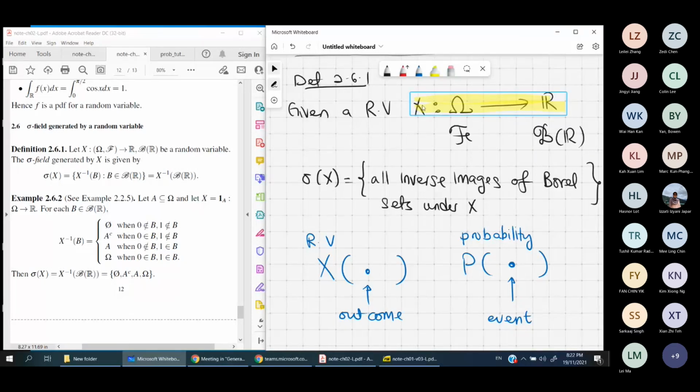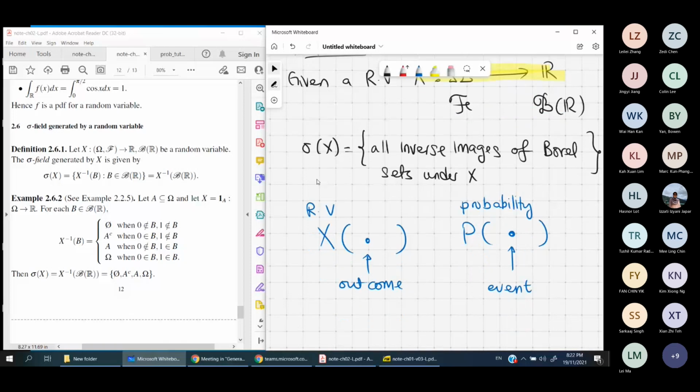Remember, X is a function defined on omega. So that means what is inside the bracket must be an outcome, cannot be a set. When we talk about probability, what is inside here must be an event, but not an outcome. Okay. So these are things that I think need to be clarified.